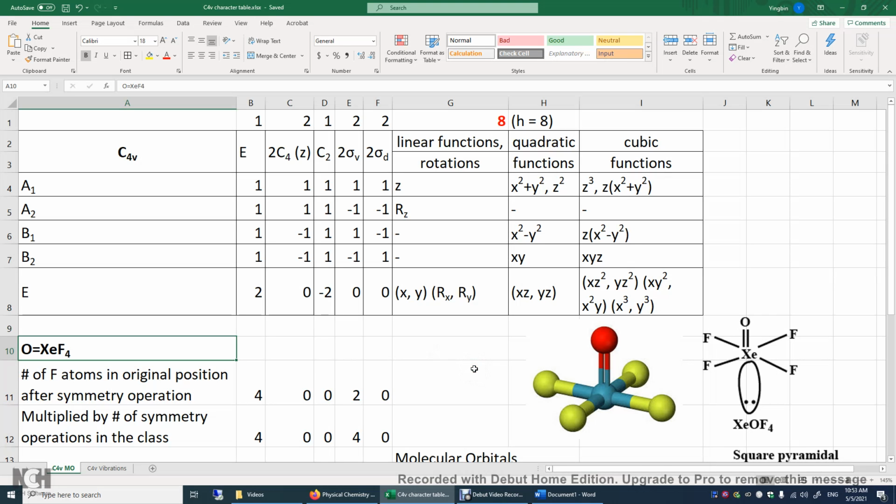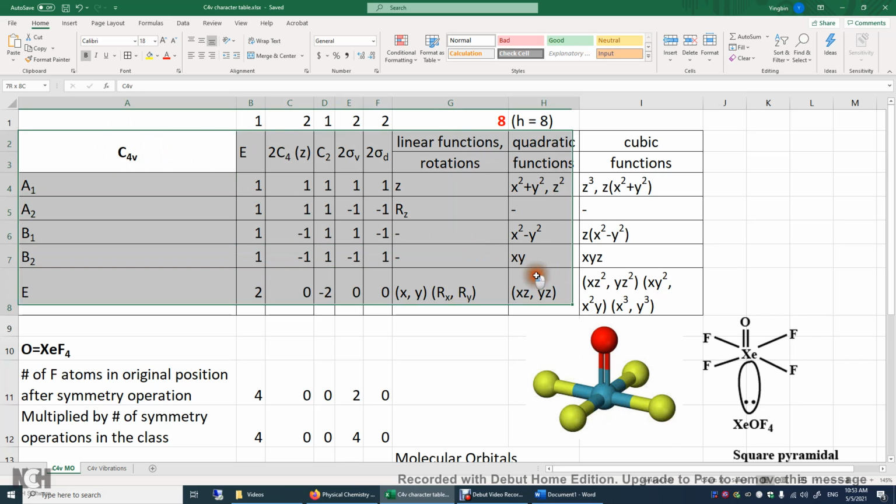In this video, I will use group theory to analyze the symmetry of several molecular orbitals in this molecule that belongs to the C4V point group. In this molecule, xenon is bonded to one oxygen atom and four fluorine atoms. We will focus on the interaction between the xenon atom and the four surrounding fluorine atoms. So mostly we'll look at the symmetry of the MOs that are concentrated on xenon and fluorine atoms.